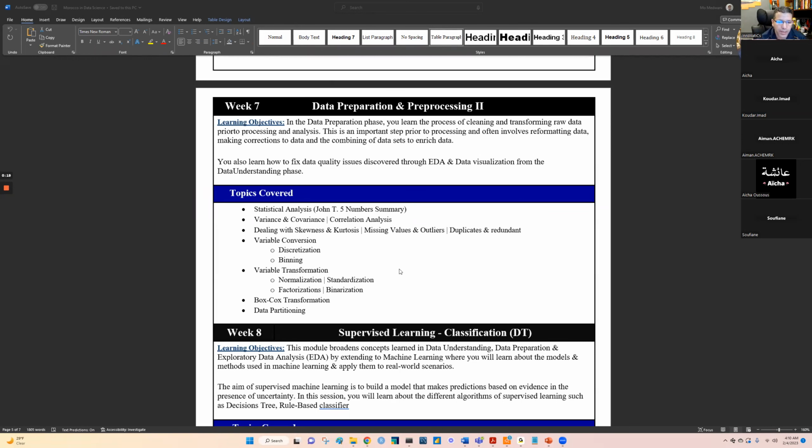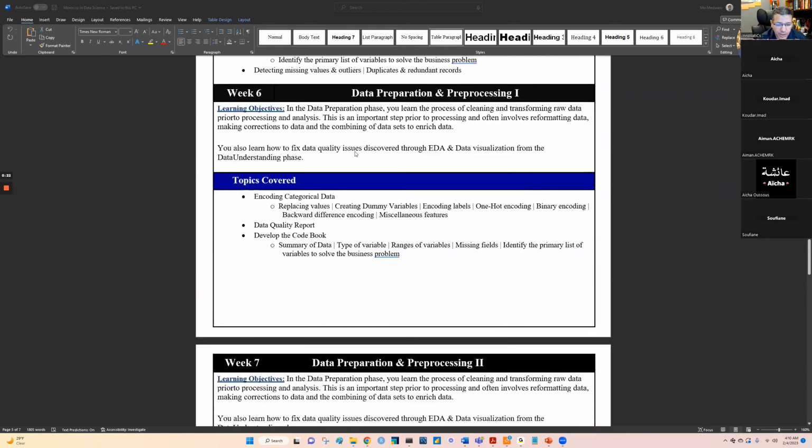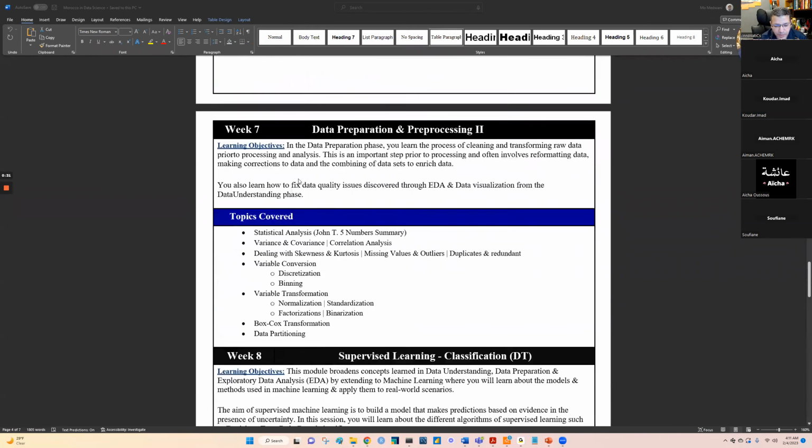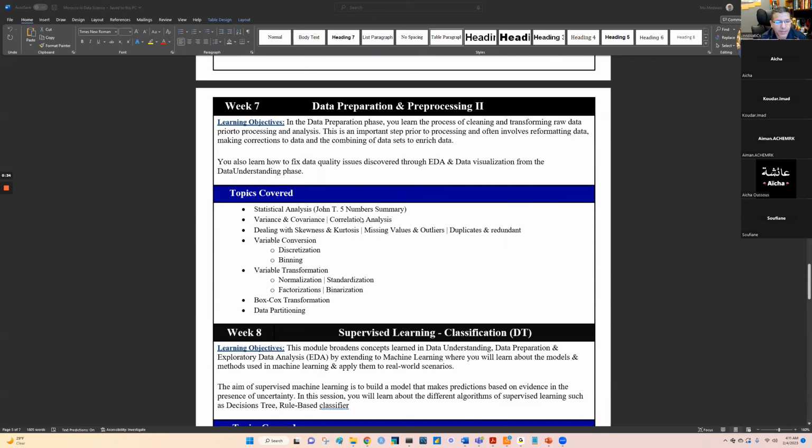In this week, it's a continuation of week number 6, where we learned basics about data preparation and data preprocessing. So today we are going to continue preparing, preprocessing, and making the data ready for analysis. We are going to learn a few techniques: how to deal with missing values, how to deal with outliers, how to deal with duplicate records, and also how to deal with the skewness of the numerical data.